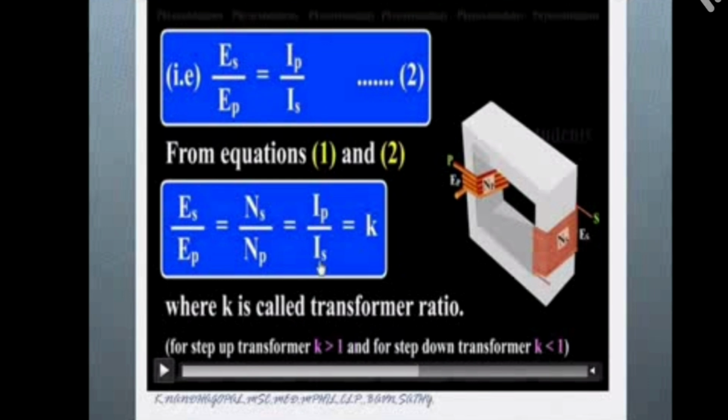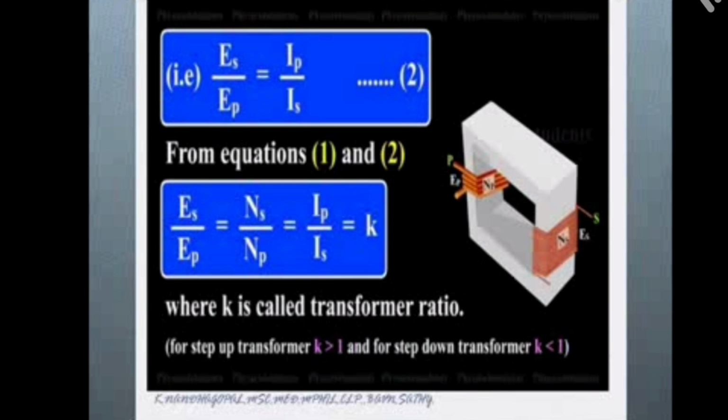So this ratio we call K, the transformer ratio. For a step up transformer K is greater than 1, and for a step down transformer K is less than 1. So by using the transformer ratio, we can identify whether the transformer is a step up or step down transformer. Input power equals output power only for an ideal transformer; other transformers have energy loss.